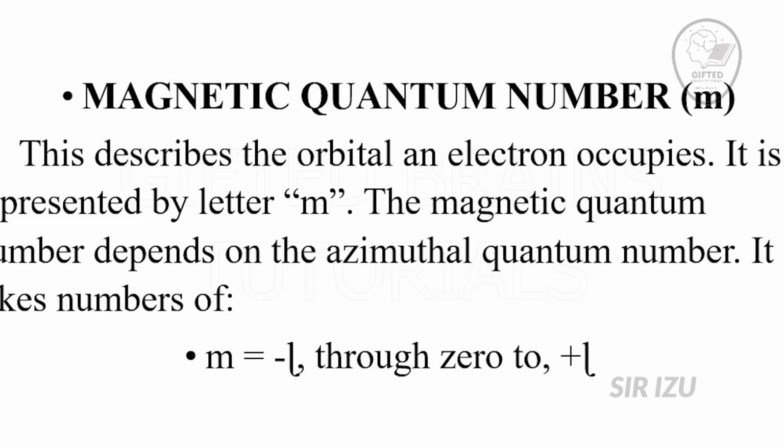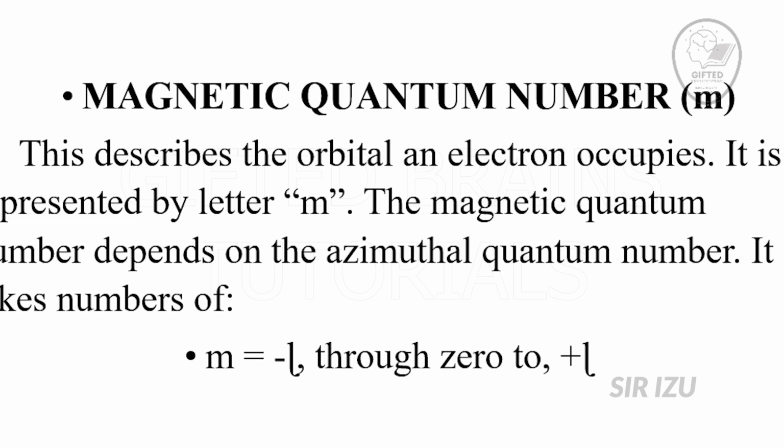Or if it's in the d, as we have 5 different d orbitals that make up the sub-level, should it be in the first d orbital, or the second, or the third, or the fourth, or the fifth? The f has 7. Should it be in the first, second, third, fourth, fifth, sixth, or seventh? So it describes the orbital within the sub-level this electron should occupy. That's what it describes, and it takes values of minus L through 0 to plus L.